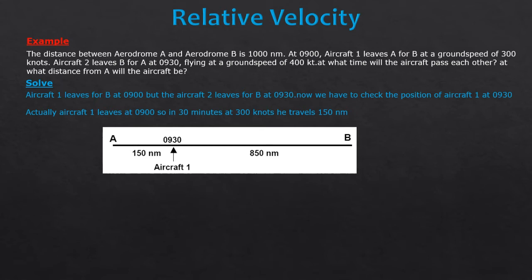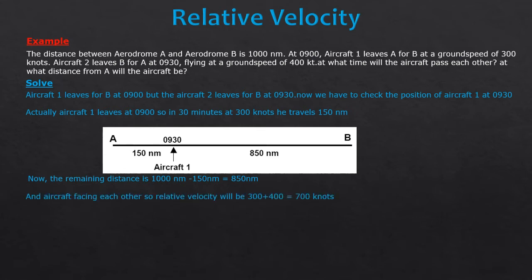So in 30 minutes, the aircraft will travel 150 nautical miles. Now the remaining distance is 1000 nautical miles minus 150 nautical miles, that is 850 nautical miles. So the meeting point will be within those 850 nautical miles.